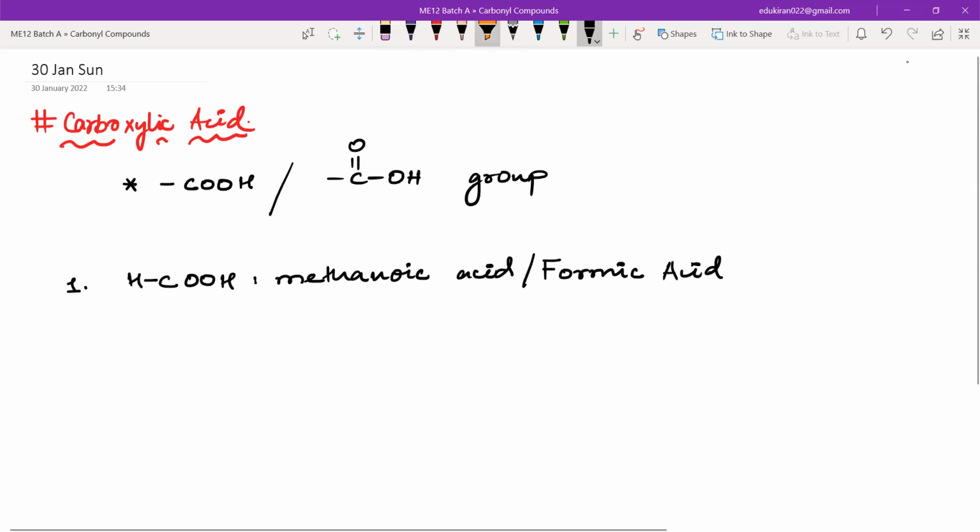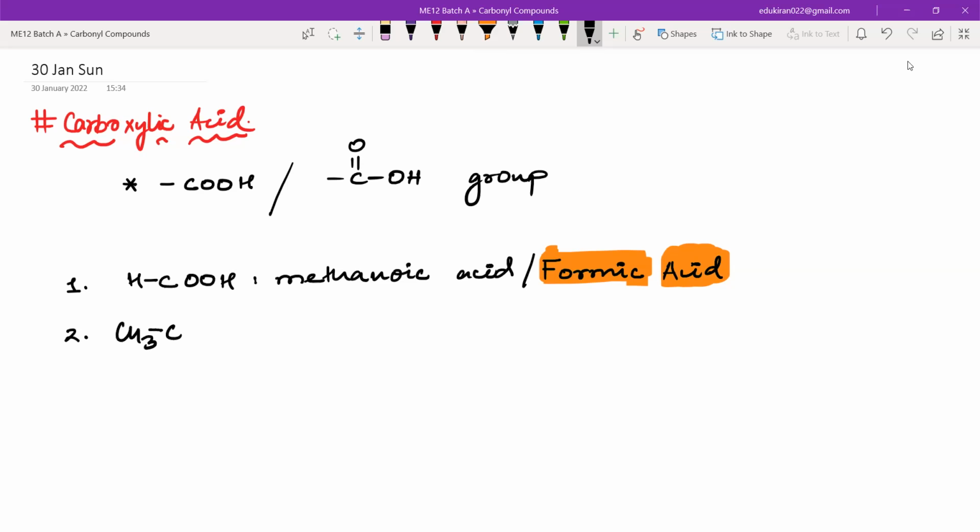This is more important because in most of the textbooks and questions, you will be given, when formic acid reacts with this particular molecule, then what is the product formed? And how can you prepare formic acid from something? So you have to know that formic acid has the formula HCOOH. And second, utmost important one is CH3COOH. This is ethanoic acid, the IUPAC name. And the important common name is acetic acid.